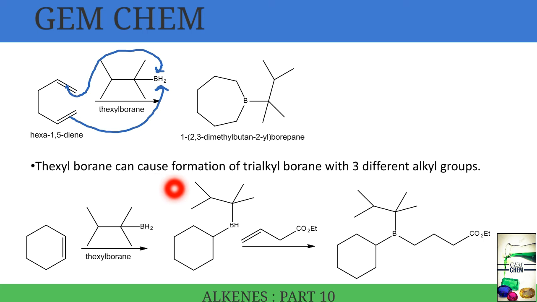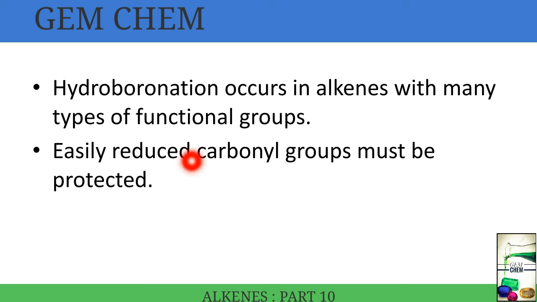Now we see that texyl boron can cause formation of trialkyl boron with 3 different alkyl groups. So this is a function. If we see, this is an alkene, a cycloalkene, right? It is a 6-membered cyclohexene. So this on reaction with texyl boron forms this kind of hydroboronated compound. Now again, if we add a compound with a polar substituent present in it, and this is also an alkene, then we see that a boron is being formed with 3 different alkyl groups, right?